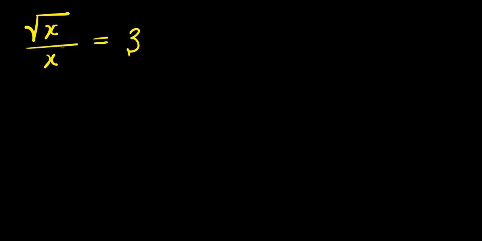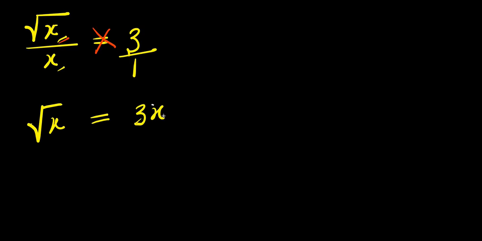Hello, how to solve root x divided by x equals 3, solving for all values of x that satisfy this equation. So let's start with this method. I divide this by 1. I can cross multiply. Root x times 1, I have root x, equals x times 3. I have 3x.